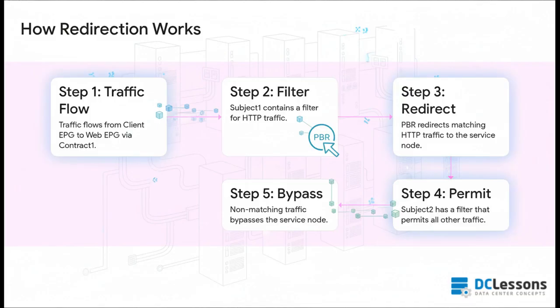Now, if the traffic is not HTTP, it doesn't match that first rule, so it just falls through to steps 4 and 5, where there's a second, more general rule that basically says permit everything else. And that allows all the non-web traffic to bypass the service node entirely. It's this simple, ordered logic that gives us such precise control.